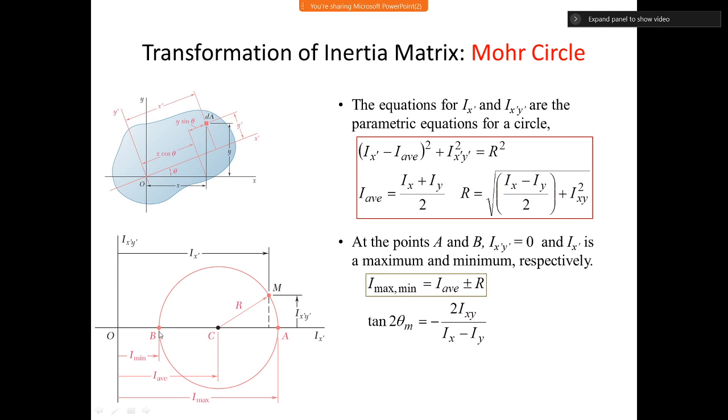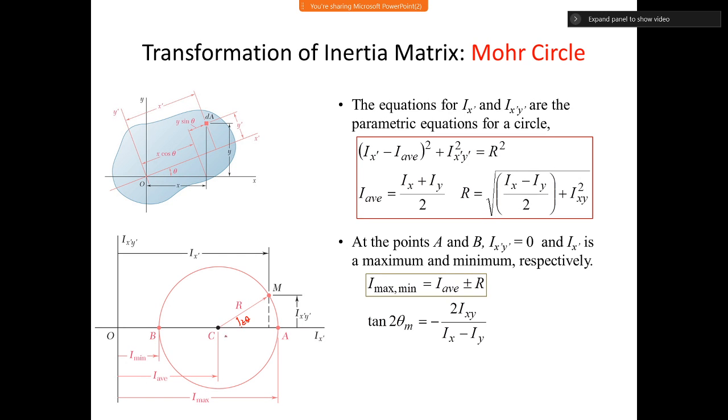Similarly, your point B corresponds to the I minimum position. So this is the point where your Ix' is minimum, and these 2 points A and B are 180 degrees apart. So this angle here represents your 2 theta, right? So this here is 2 theta, and again, this tan 2 theta, the same expression we saw in the last slide, is here, and your maximum and minimum can be found from this graph.